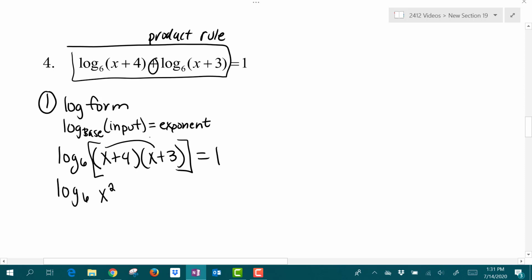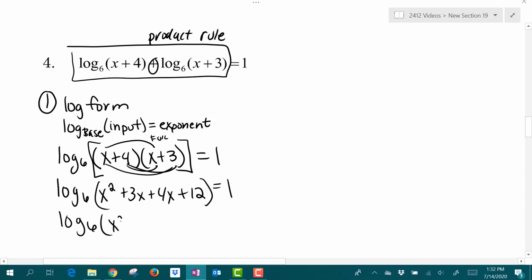So foiling, right? First times the first gives me x squared. Outer times the outer gives me a positive 3. Inner times the inner is a positive 4x. Last times the last is a positive 12. And we can even simplify a little bit more than that, right? So let's go ahead and just combine those like terms in the middle to get 7x.